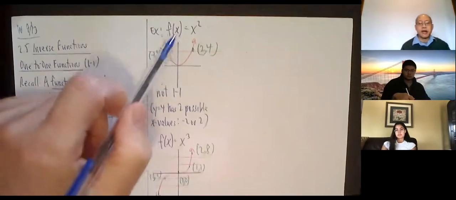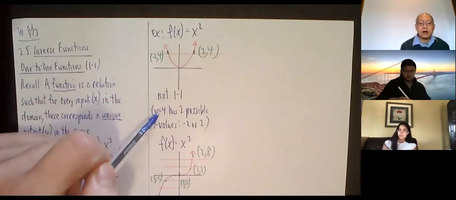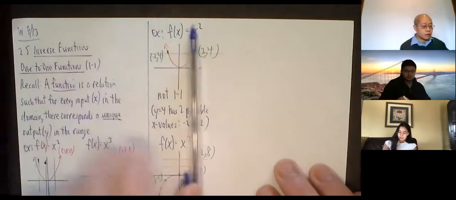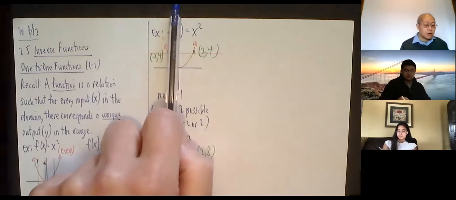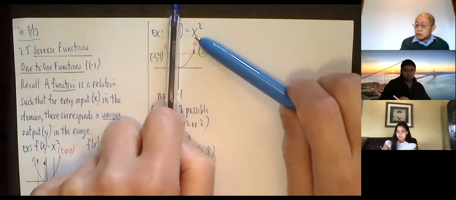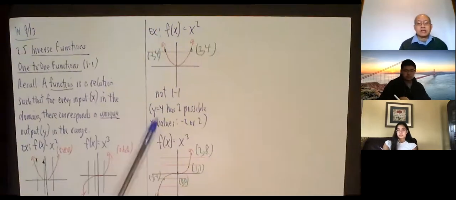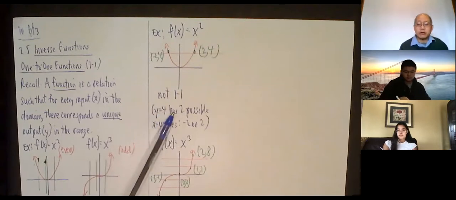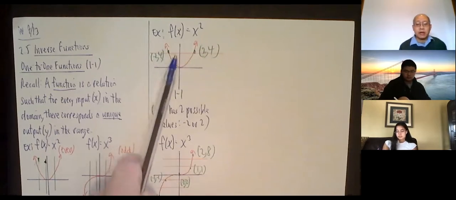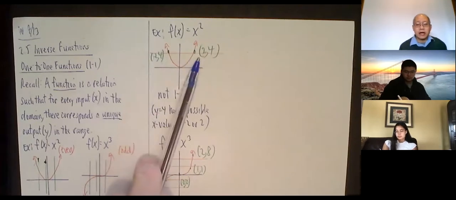So f of x equals x squared. Now let me pick y equals 4. Suppose y were equal to 4. What numbers would make this a true statement? Well, x could be 2, but it can also be another number, -2. So that means we do not have a one-to-one function, because y equals 4 has two possible x values, -2 and +2. You can see from the graph of the parabola, when y is 4, x can be -2, and x can also be 2.